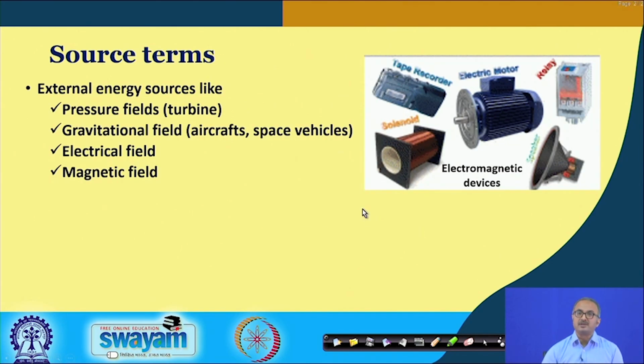Next we come to some other source terms due to the pressure field. For example, a turbine. In the turbine, you know that we put some kind of pressurized gas and the turbine propeller rotates, and that is how we are able to convert that pressure energy into some useful energy.